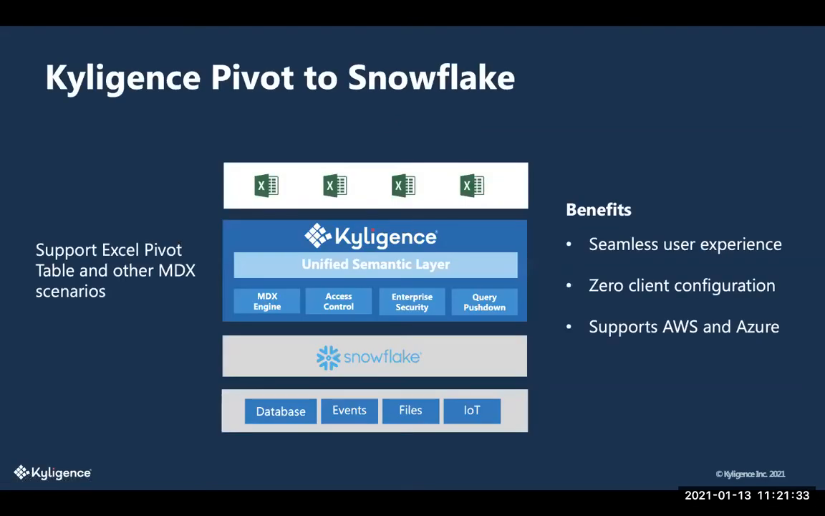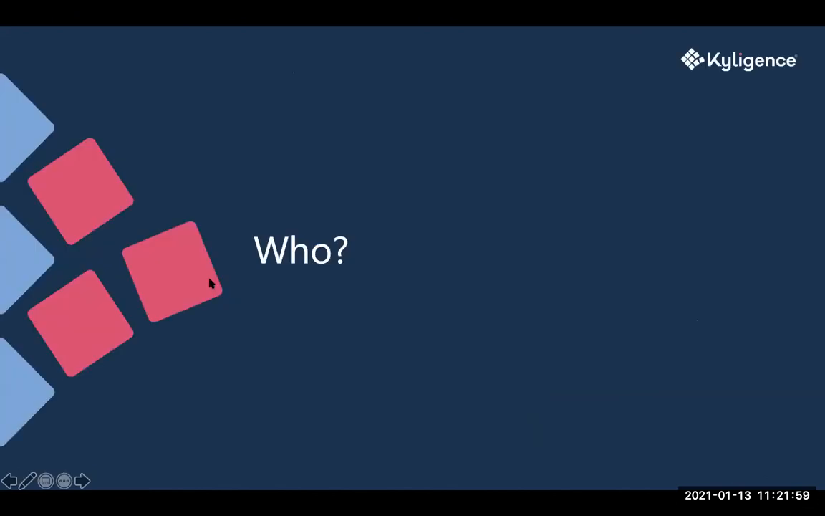So once again, to summarize, seamless user experience. It was just pivot tables against Snowflake, solved a very basic problem, and no client configuration, and there were wizards and things filled out for you. So pretty straightforward, supported on AWS and Azure, and brings you pivot tables in all their glory against Snowflake data.